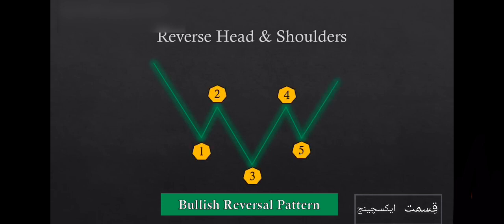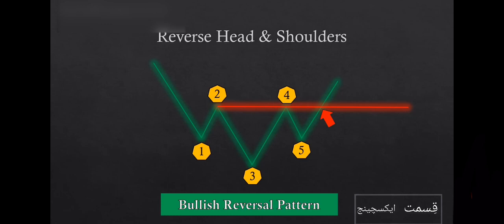We have a lower low followed by a higher low. The logic behind that is that sellers were able to create a low in number 3, but as they tried to create a lower low in number 5, they failed. The pattern is confirmed when price breaks above the neckline, which, as we already stated, can be horizontal or sloped, depending on where the previous highs and lows are located.